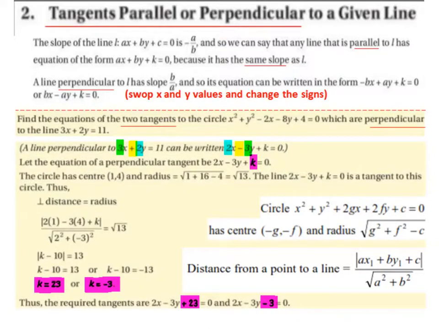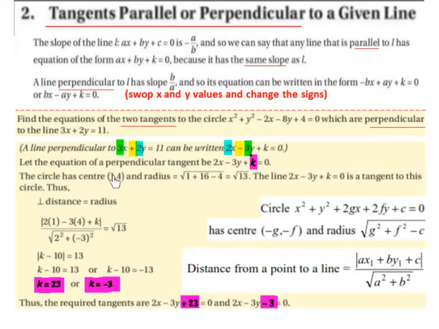So, what I did here was I swapped around the coefficients of x and y. So 3x becomes 2x and 2y becomes 3y. And then I changed the sign in between. So the plus becomes a minus. And then I added in the plus k and I let that be equal to 0. So I have a line perpendicular to the given line written in the form of 2x minus 3y plus k is equal to 0. So I let the equation of the perpendicular tangent be 2x minus 3y plus k is equal to 0. So this is the equation of the perpendicular tangent to the given line.